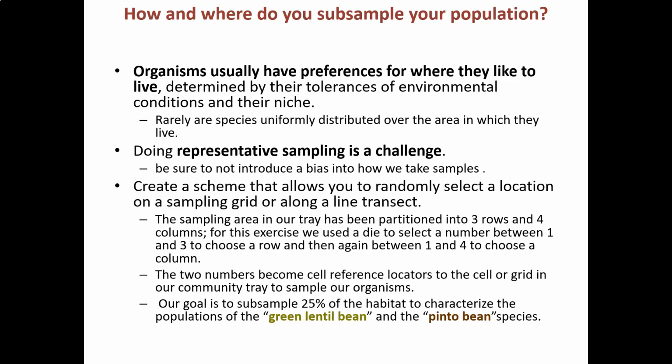In this case, when we did the data collection for you, our goal was to subsample at least 25% of the entire population of beans. Although we have 15 different bean species, we are only looking at 2 different species: green lentil beans and pinto beans. Those are the 2 species that we are interested in, and we are only sampling 25%.